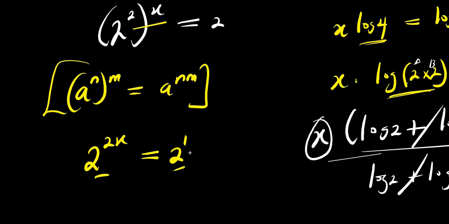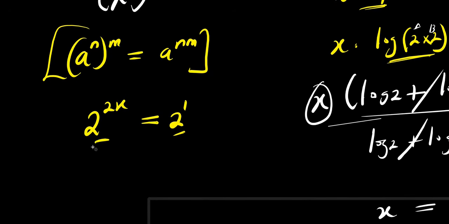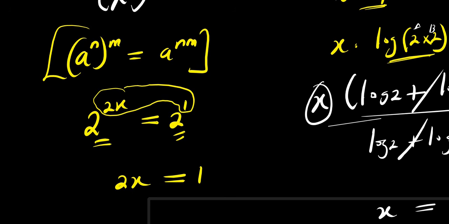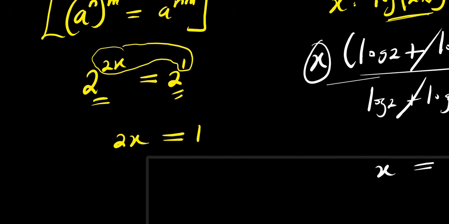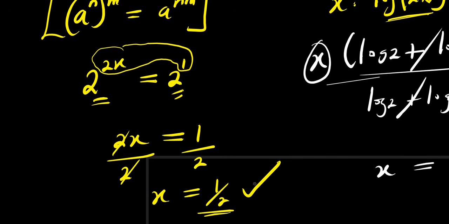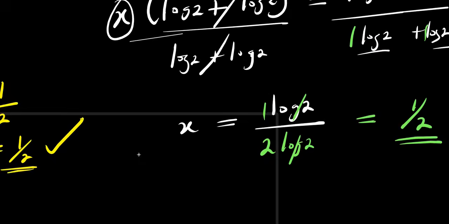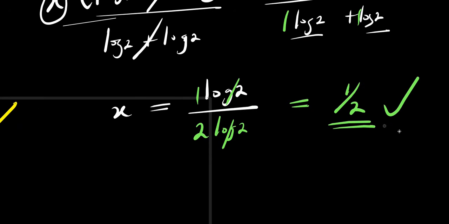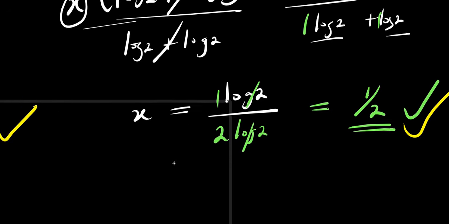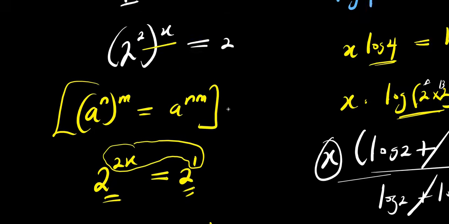So the next thing we are going to do is, since the bases are the same, we compare the exponent like what we have been doing. So we are going to have 2x equals 1. And from here, you can solve for x. We divide this by 2. We divide this by 2. 2 eliminates 2. You have x equals 1 over 2. Now, this corresponds to what we also had here using the log. So any of the methods here is absolutely very fine.